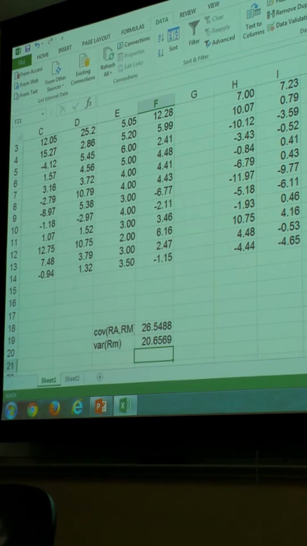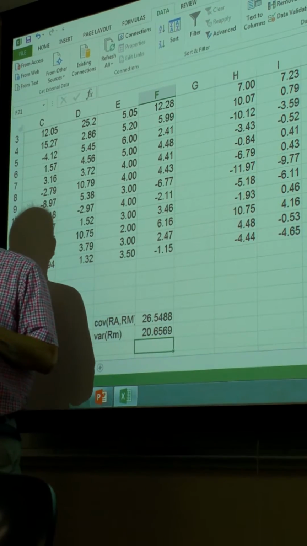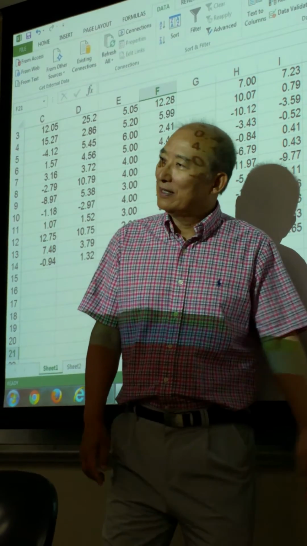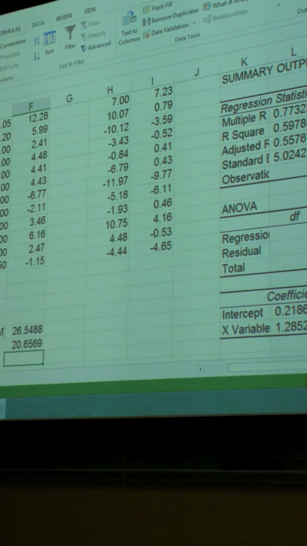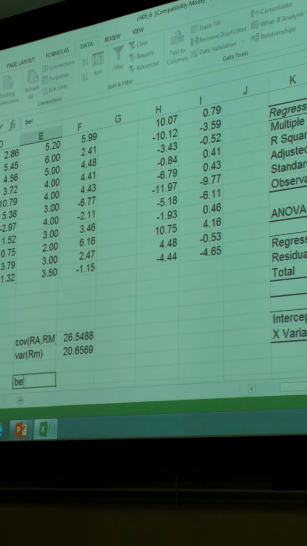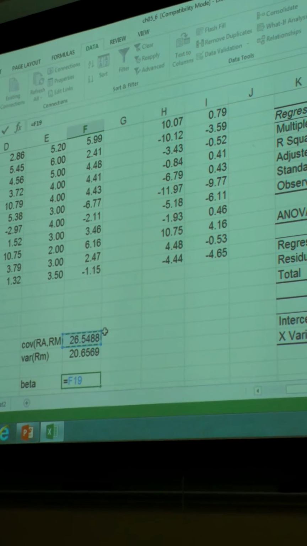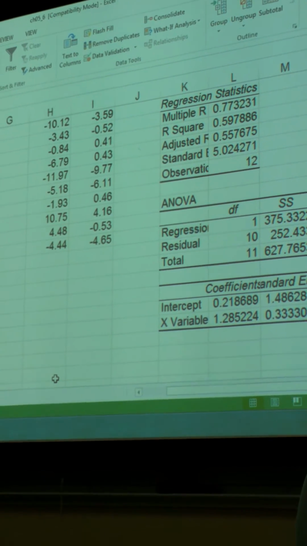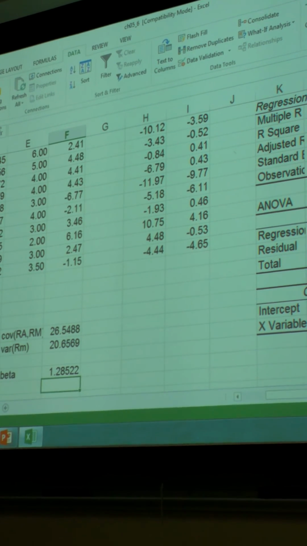we got this. Now if I divide this quantity by this quantity, I must get this quantity, right? If not, I lied to you until now, correct? So let's calculate the beta. That is equal to this quantity divided by this quantity. Do I get the same answer? Yeah. Okay, so we verified this. Any questions?